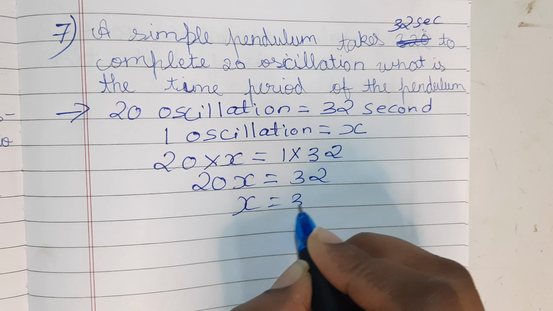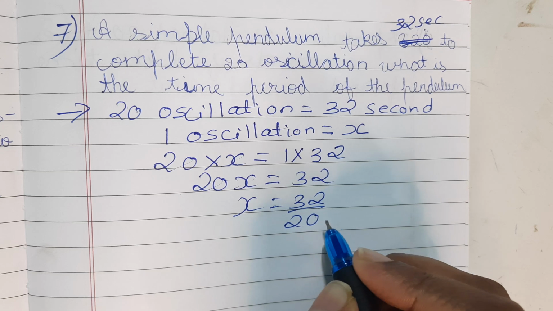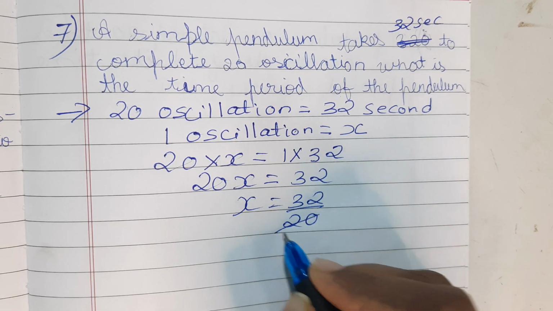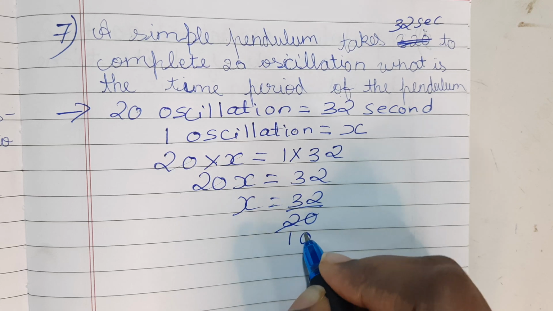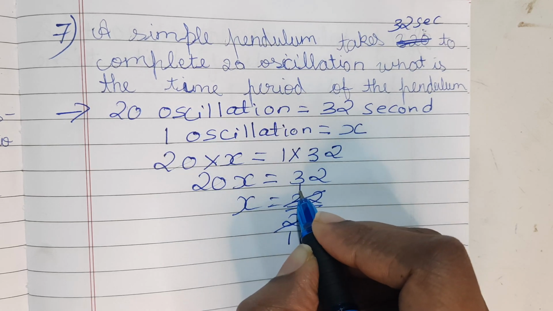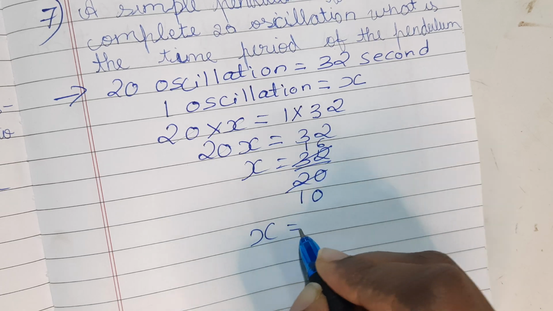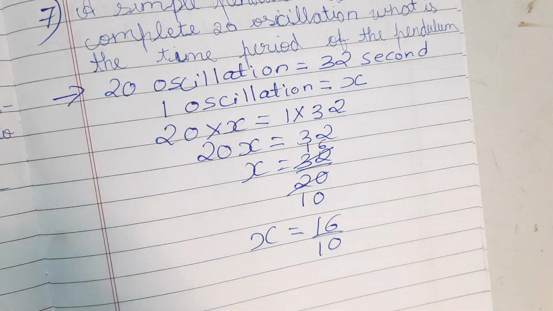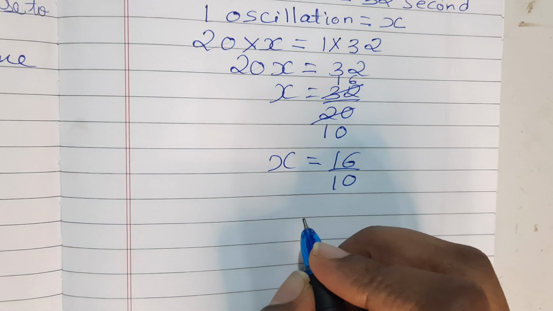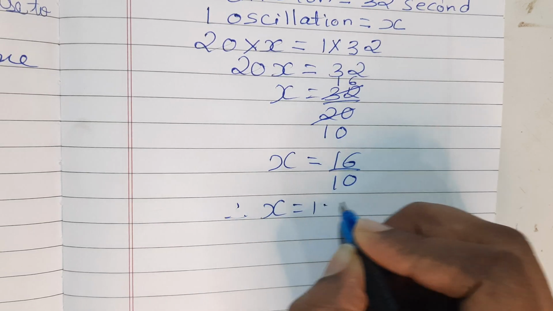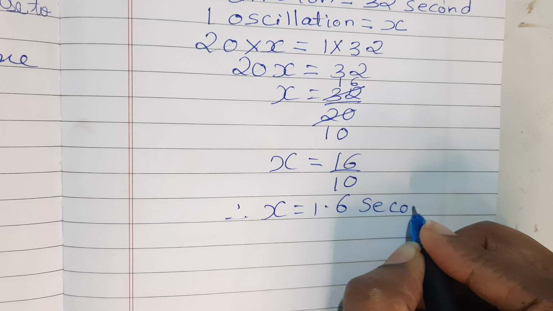So x is equal to 32 upon 20. You all have to do that, right? Then you all have to cancel and see what answer you are getting. 2 ones are 2, 2 zeros are 0, 2 ones are 2, carry 1, 2 sixes are 12. So your answer will be x is equal to 16 upon 10. But how you will write it in decimal form is, therefore x is equal to 1.6 seconds.